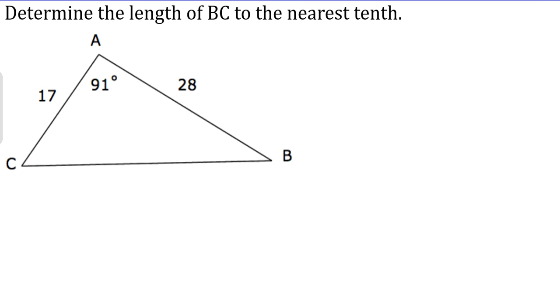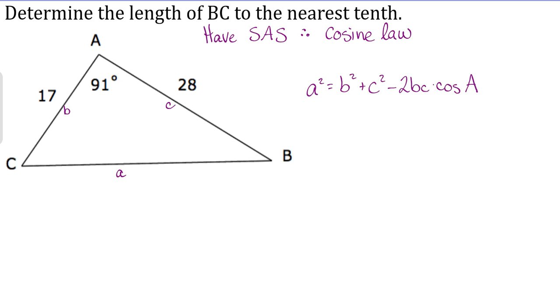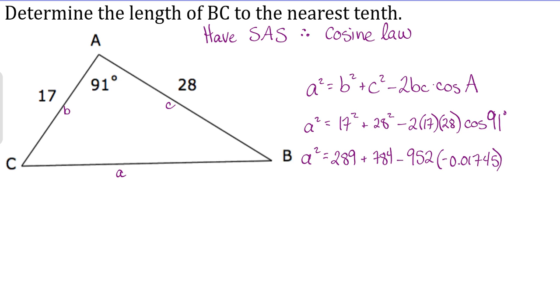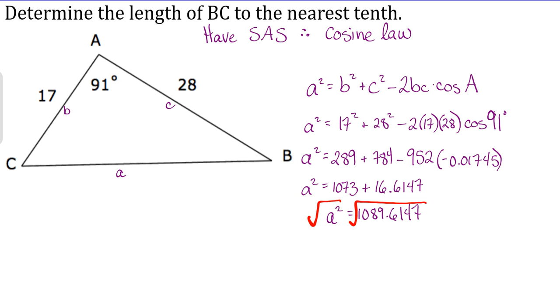This next example, again, I've got a side, an angle, and a side, so I know that I have to use the cosine law. This example is exactly the same as the last one, so go ahead, pause the video, give it a try, and then come back to check your answer. And you should get A equals 33 on that last step.